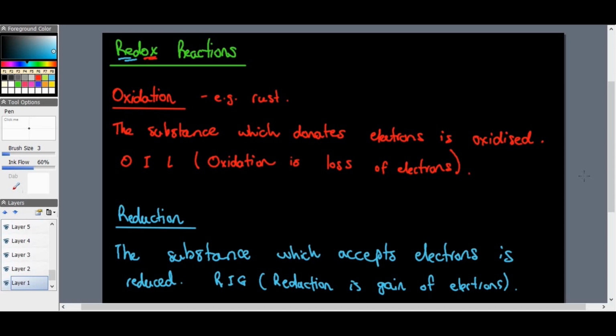Same as with acids and bases, we were watching which substance lost the proton, which was the acid, and the substance that gained the proton was the base. With redox, we are watching a transfer, which is losing and which is gaining, but we are watching the electrons specifically. Let's go demonstrate that on the other slide.